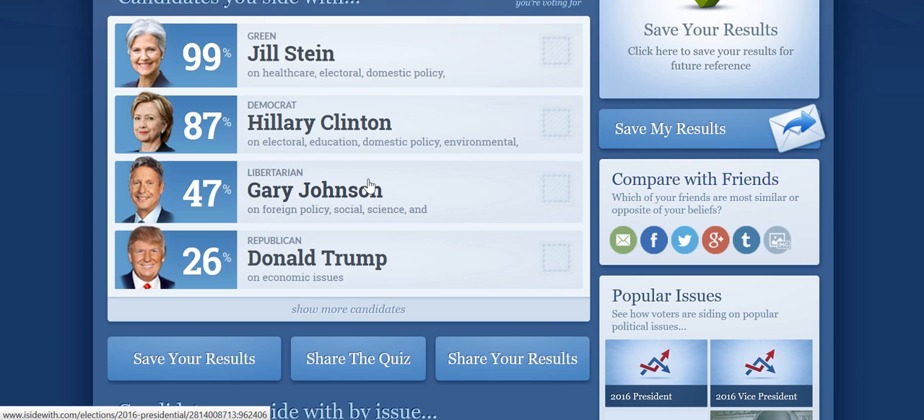And you know how I say I agree with libertarians about half, 50%? Well, there you have it. Gary Johnson, 50%. I think they're mostly right on foreign policy and social issues, just like it says right here. So I'm with them on that one. But there you have it, man. Jill Stein, 99% agreement. Ain't that something?